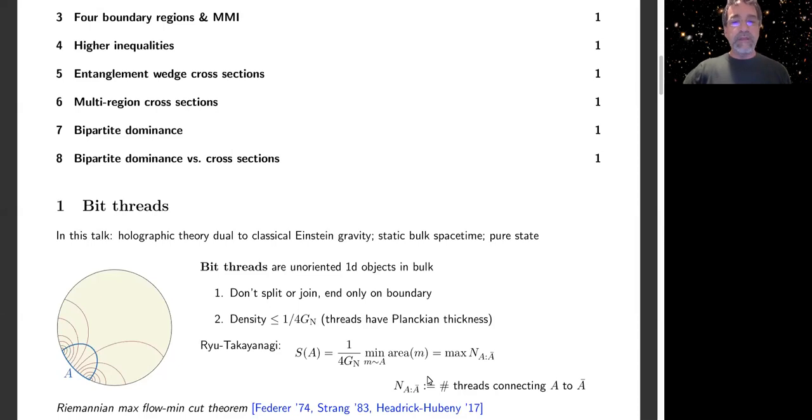And normally when I give talks on bit threads, I just leave it at that. But since I'm going to be generalizing the theorem, and also because the proof is rather beautiful, I just want to say a few words about the proof.